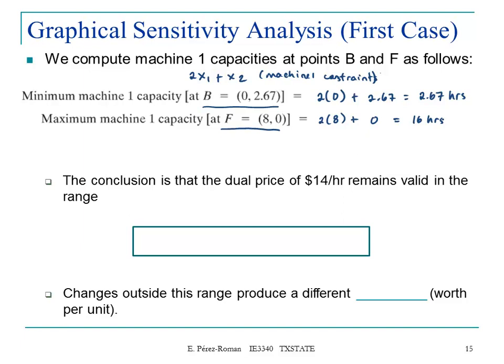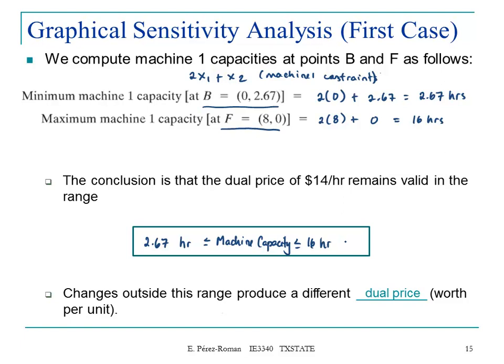Okay, so the conclusion is that the dual price of $14 an hour remains valid in the range 2.67 hours less than or equal to machine 1 capacity less than or equal to 16 hours. Also, any changes outside this range will produce a different dual price or work unit.